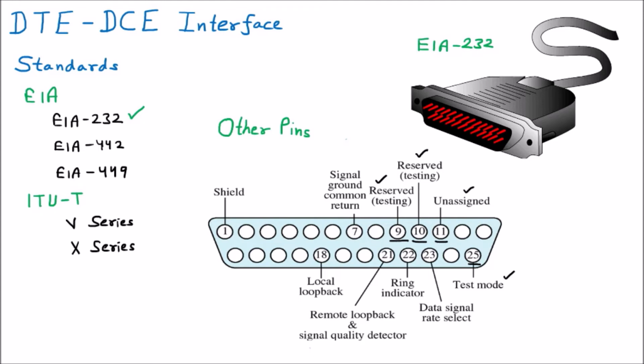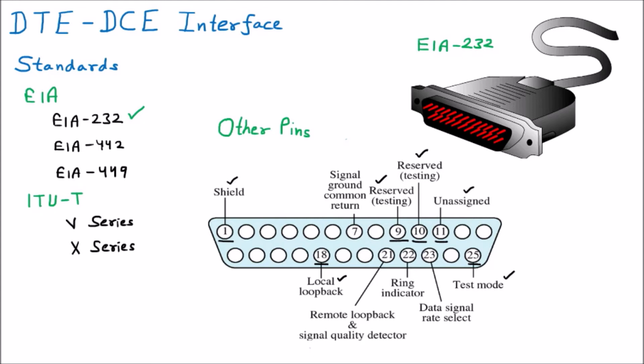Now these are important. Pin number 1 is for shield. Shield means some kind of current which is moving or not. Pin number 18 is for local loopback. Whenever data is moving and coming back to us, that is called the local loopback. If you are testing something, there is a loop, meaning you send the data and it comes back to you. So this is called the local loopback.